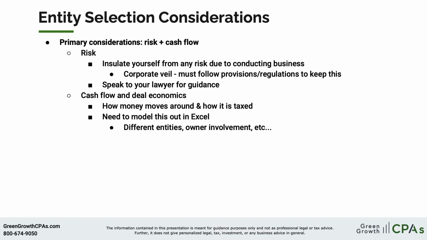But the second consideration is going to be the cash flow and the deal economics, essentially how the money moves around and how it's taxed. Now, you'll need to model this out on Excel or Google Sheets, especially if you have multiple entities in your cannabis business, different owner involvements, and many other factors. Now, the economics of the deal always trumps the tax implications of the deal. You want to make sure that the money is going to the right people in the right percentages according to your operating agreements. Now, pretty much you're going to ask yourself, once profitable, how do we split up the money?